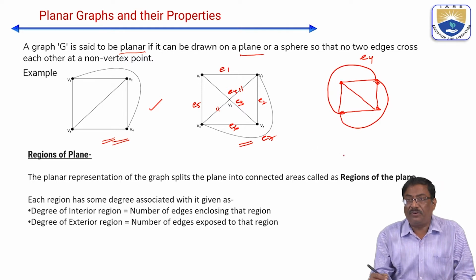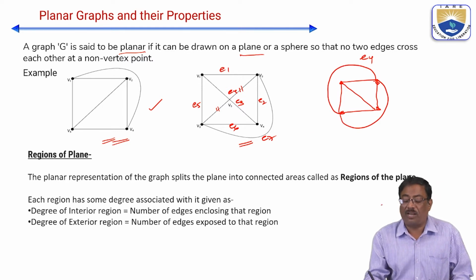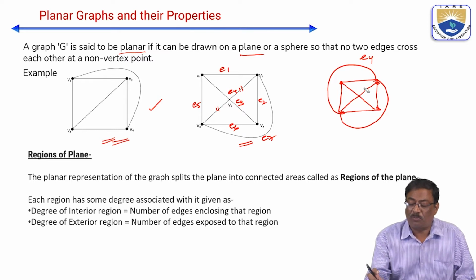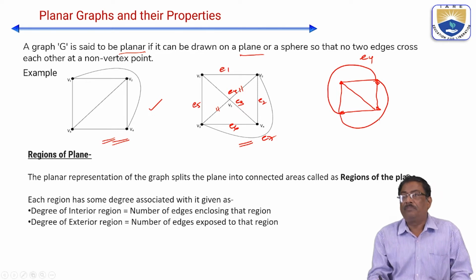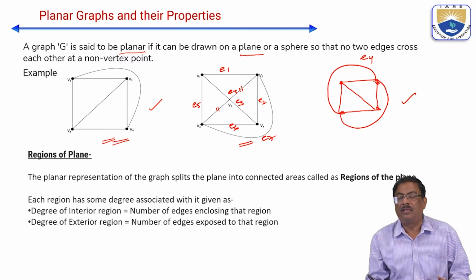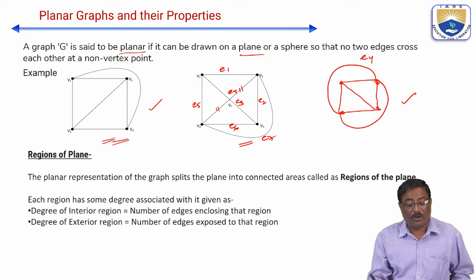If it is not possible to draw, suppose I have one more edge like this, or else I connect one more edge in this manner, then it is not planar. So a planar graph is one where you divide the two-dimensional plane into regions in such a way that no two edges cross over each other other than at a vertex.